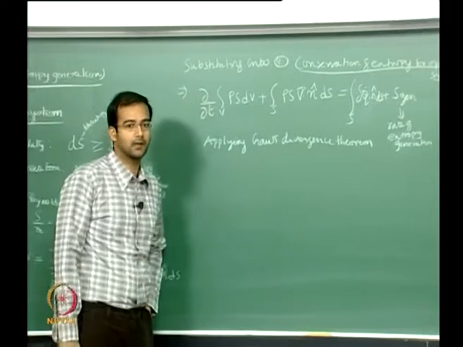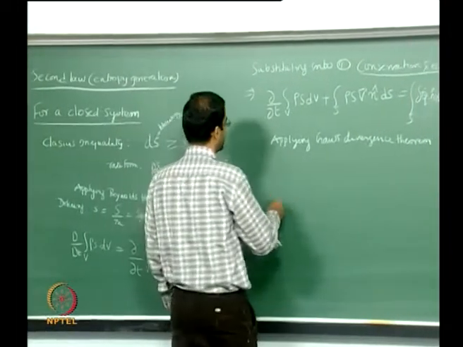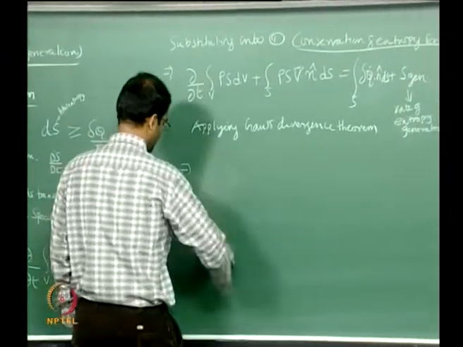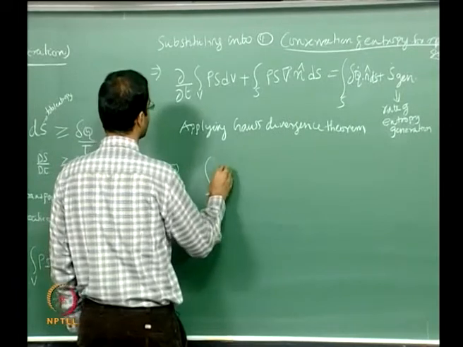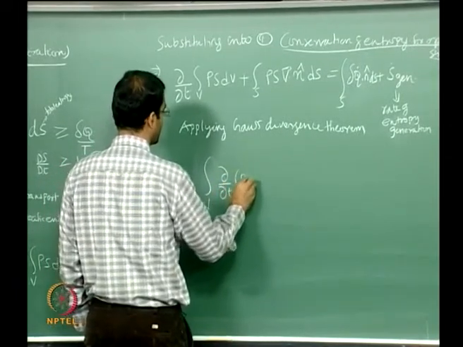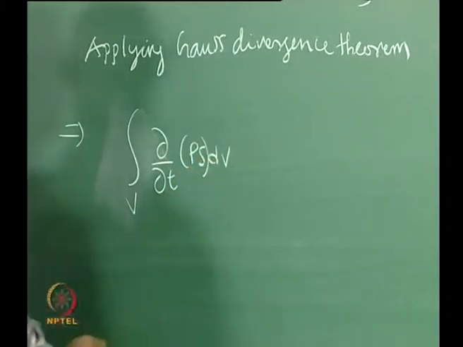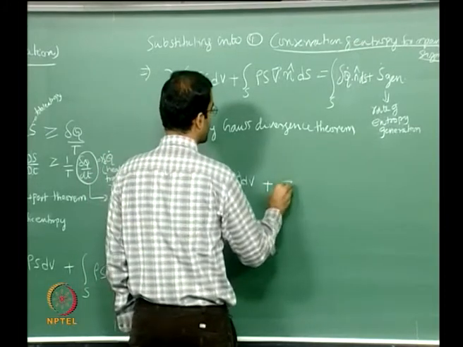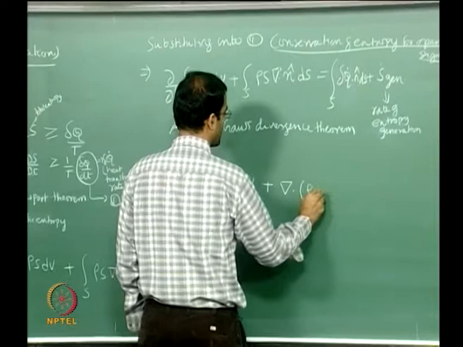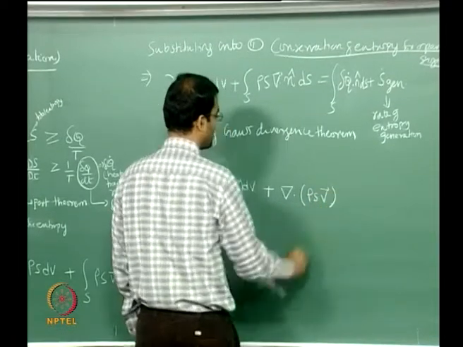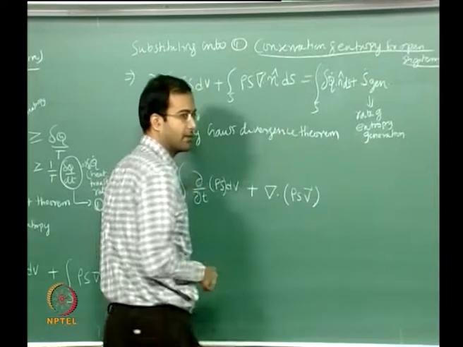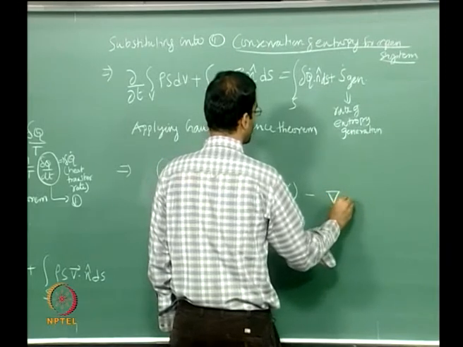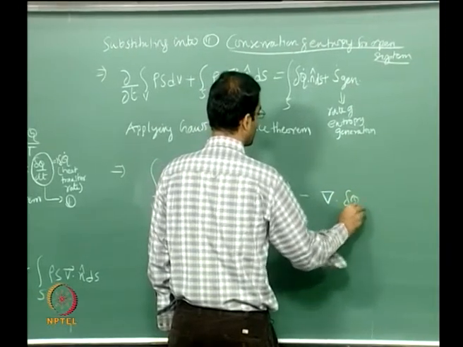Now all the surface integrals can be converted to volume integrals by the Gauss divergence theorem, and therefore we can further put this, taking the integral over V out: d/dt of rho s dV plus, again a divergence operation here, del dot rho s v. And I am going to bring this to the left hand side here, so this will be again minus del dot q.